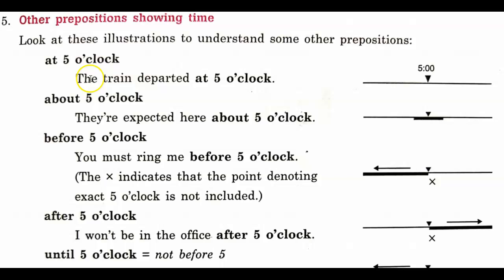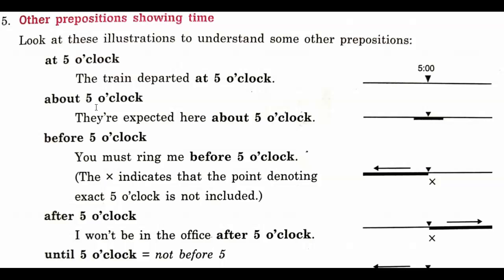At 5 o'clock. Now suppose I have taken the time 5 o'clock. The train departed at 5 o'clock. The time of the train departure is known, at 5 o'clock. This is exactly at 5 o'clock. The departure is exactly at 5 o'clock. About 5 o'clock: when we are using about, it means not exact. At 5 o'clock means it was the exact time we are talking about, and about 5 o'clock means we are not talking about the exact time.